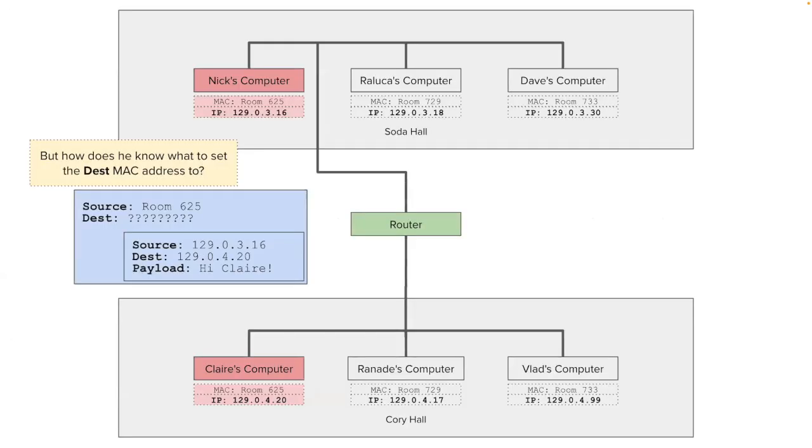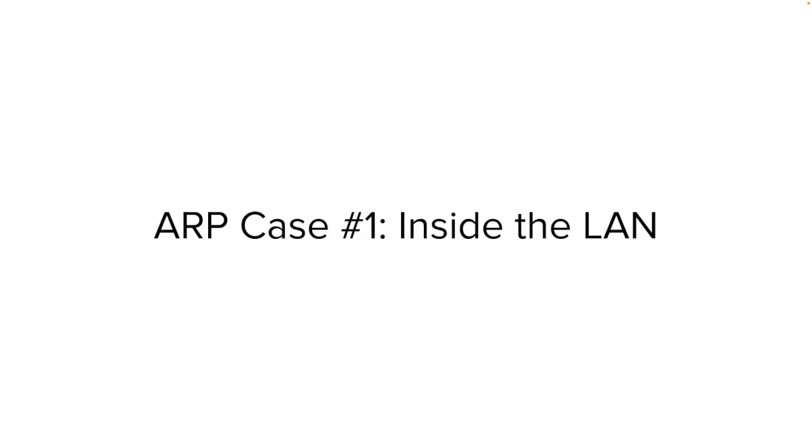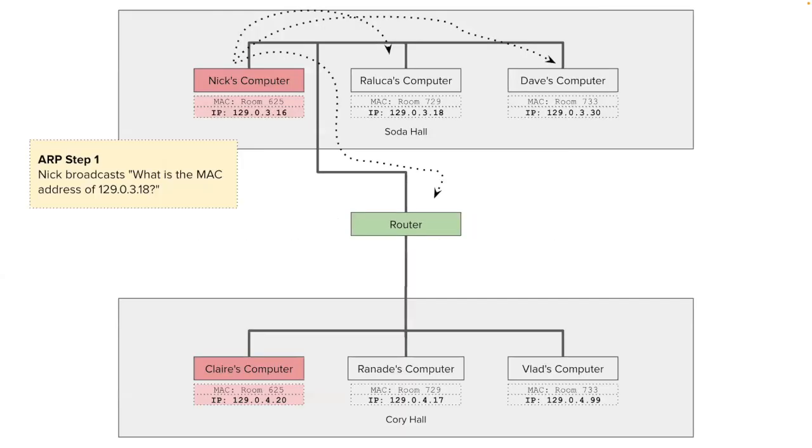So again, back to this diagram. Now we're missing this destination MAC address, and there are multiple cases in ARP. If the target is within this local area network, Nick can simply broadcast, okay, what is the MAC address of 129.0.3.18? If you check the diagram, you can see that is Rilke's IP address.